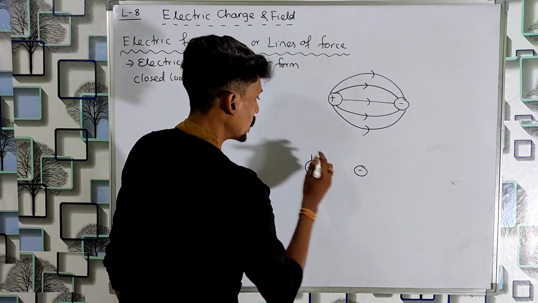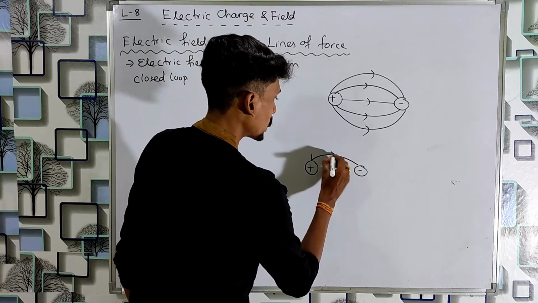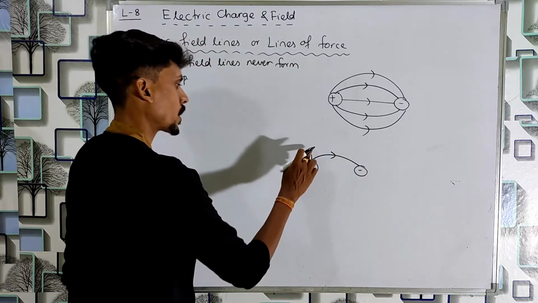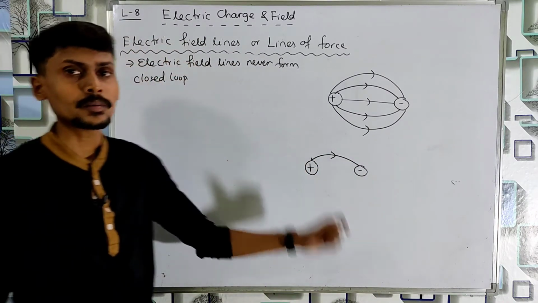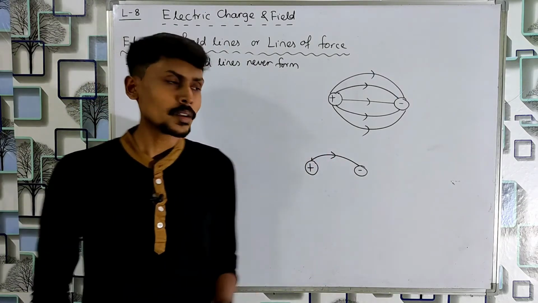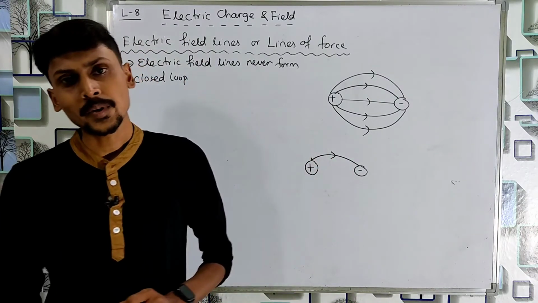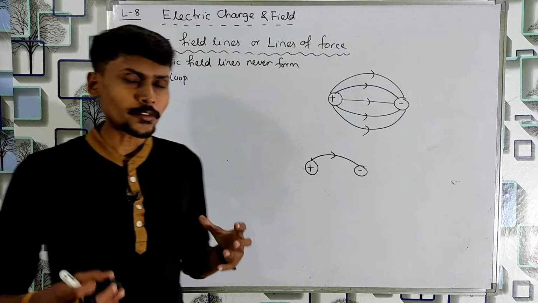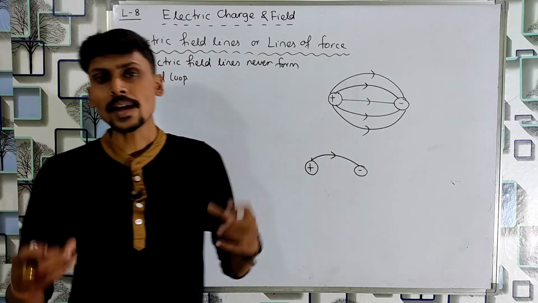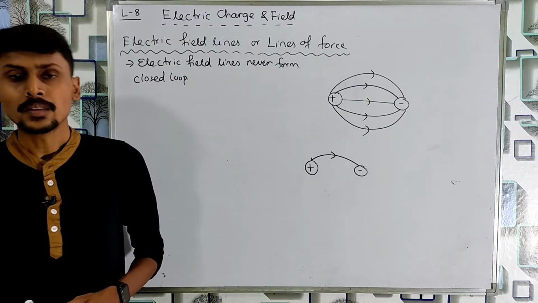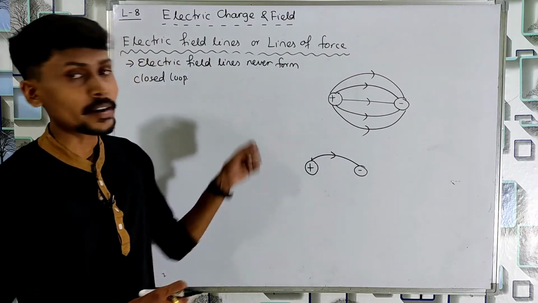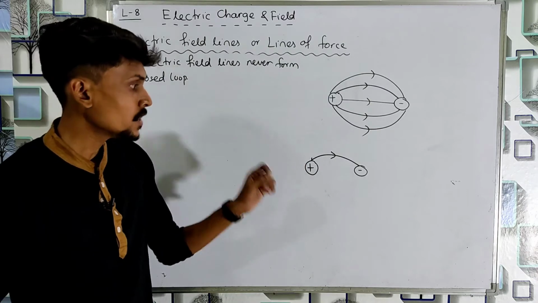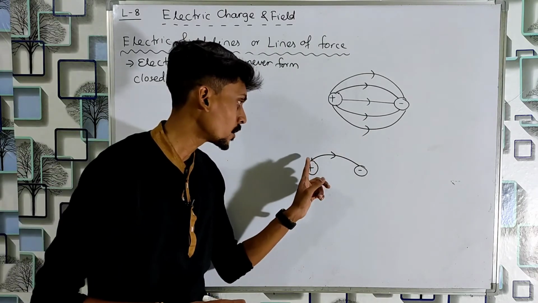We call it longitudinal contraction or lengthwise contraction. The significance, the importance of this contraction: this contraction represents the attractive force between two unlike charges. There is an attractive force between two unlike charges, and that attractive force is given by the contraction of the electric field line.